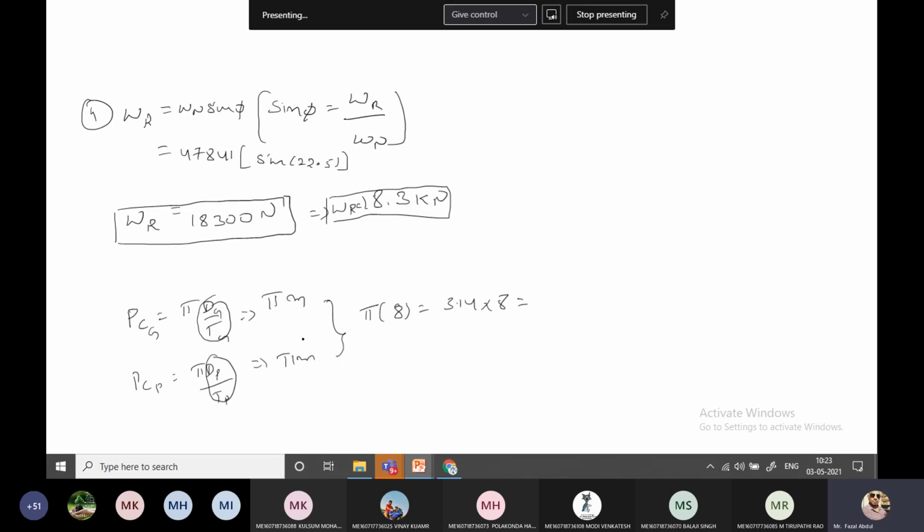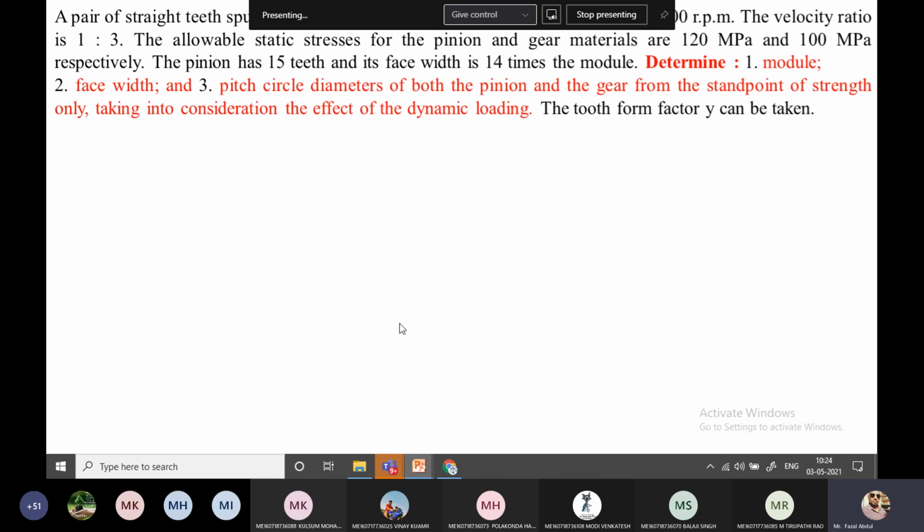So in this manner, we have to calculate the parameters related to the design of gears. This question belongs to spur gear. Okay. So regarding this numerical, do you have any doubt? You can ask, Babu. Otherwise, we shall move to the next topic, next question. So I think you don't have any doubts.